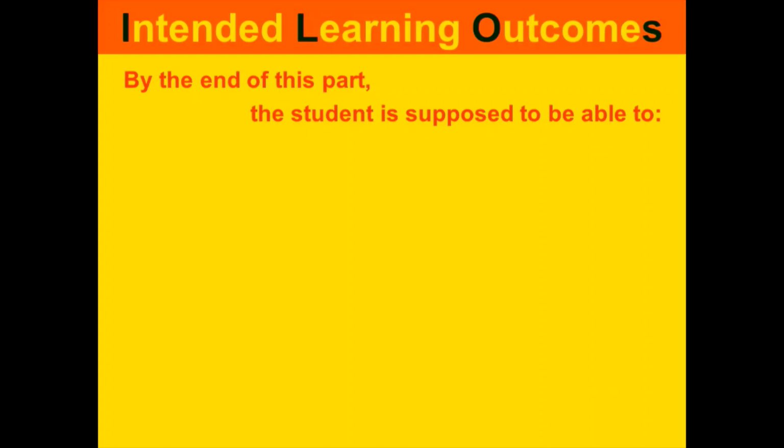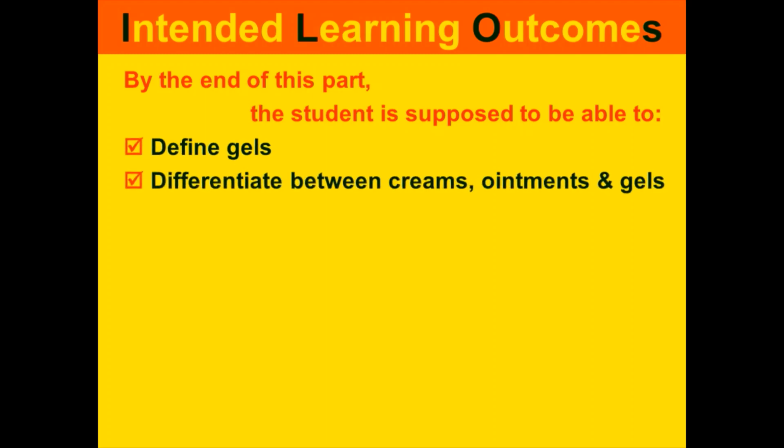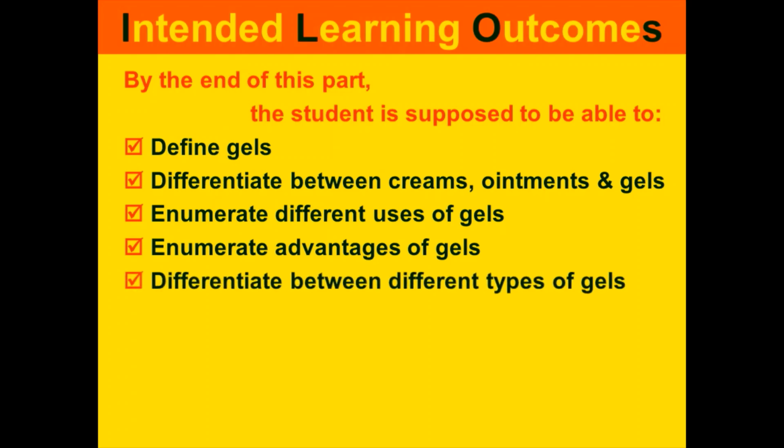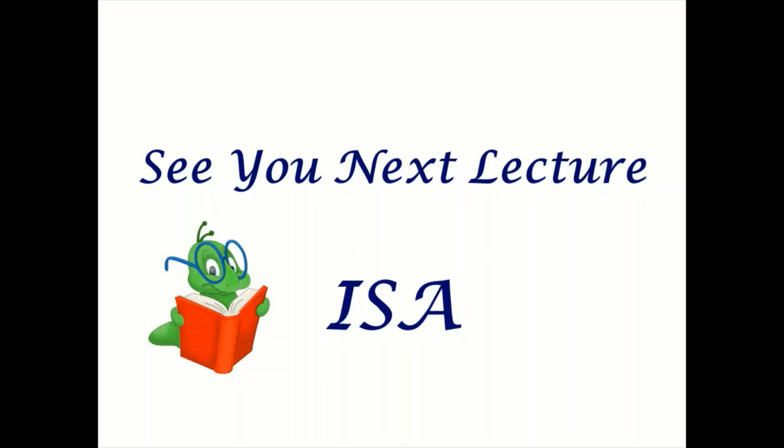Let's stop here. By now, you are supposed to be able to define gels, differentiate between creams, ointments, and gels according to the main characteristic of each dosage form, enumerate different uses and advantages of gels, differentiate between different types of gel, and define the one suitable for pharmaceutical use, which is type 2 one-phase gel system. You can also design a gel.